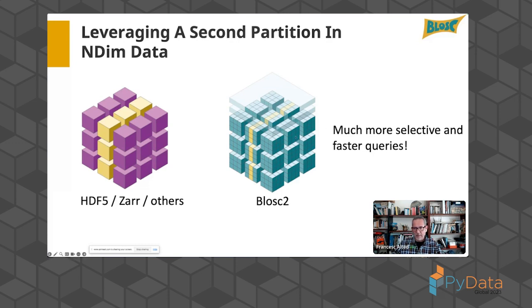On the other hand, Blosc2 introduces a second level of partitioning, and that means that every cube here is subdivided again in a second partition with smaller cubes. So if you're interested in just a small part of this cube, you will only need to decompress the affected blocks in that partition. And that leads to much more selective and faster queries in general.